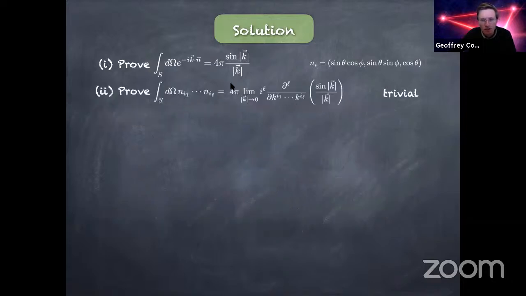So this one is trivial because you just apply derivatives on the left hand side. You replace sine over k by its left hand side, and then you apply derivatives, and you find each time factors of minus i n. So the factors of n just show up here.